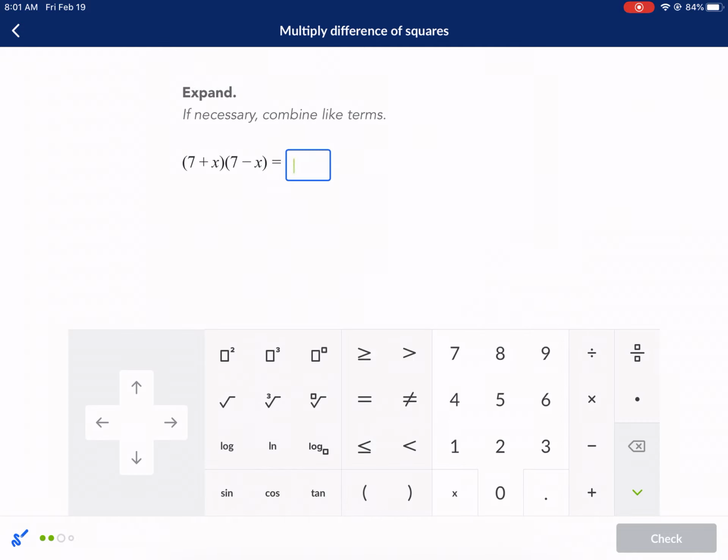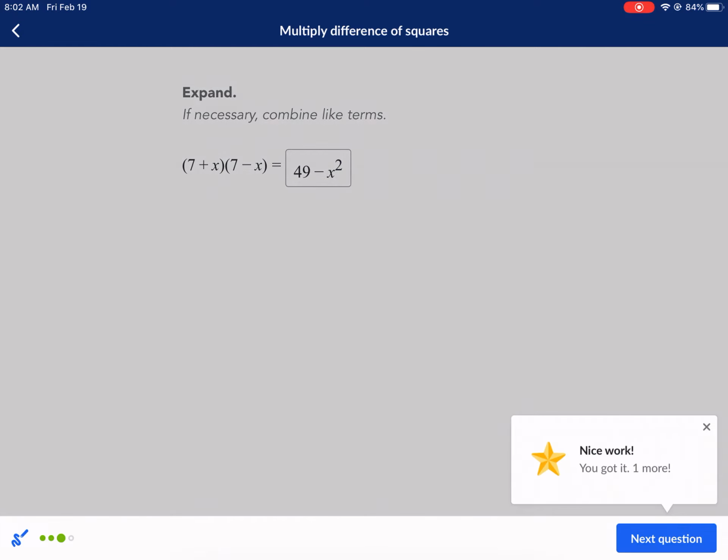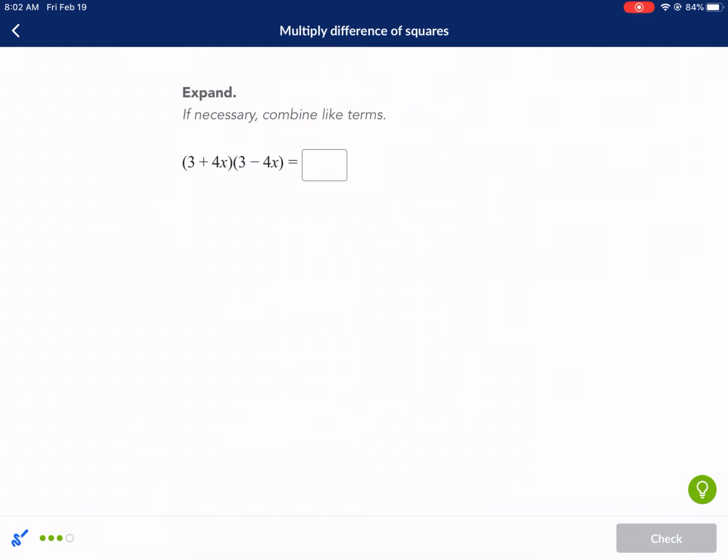Here we go, same deal. We're going to square our first term, 49. We're going to square our second term, x squared. We're going to put a subtraction sign in between because it's the exact same thing written twice. The only difference is one is plus, one is minus. Check it. Here we go. It's going to be under 3 minutes.